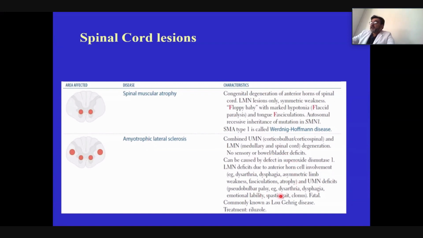Both upper motor and lower motor neurons can be involved in the spinal cord as well as the brainstem. That's why you can see dysarthria and dysphagia, which are because of the muscles of the larynx and pharynx in the brainstem. It is also called Lou Gehrig disease. So if you hear the words Lou Gehrig disease, it is the same as amyotrophic lateral sclerosis.